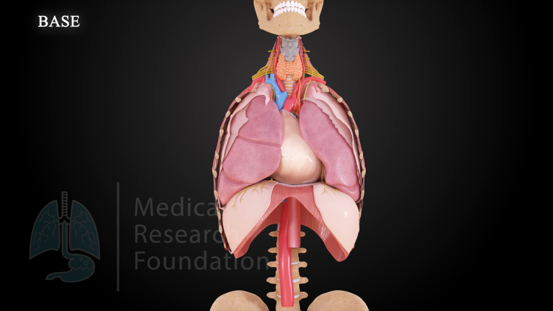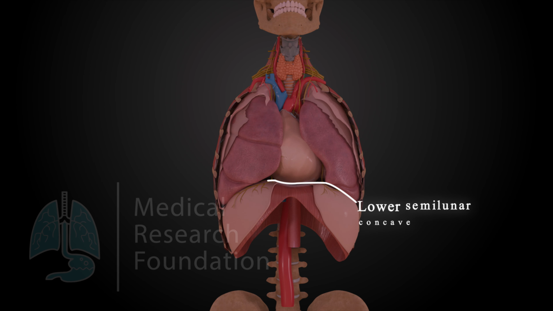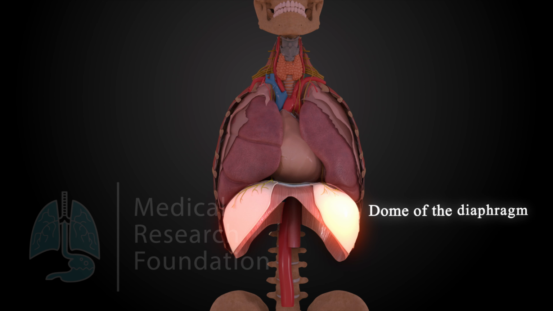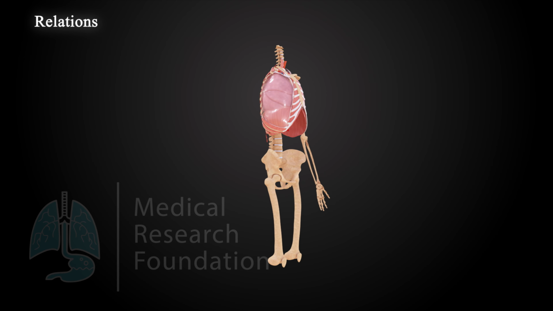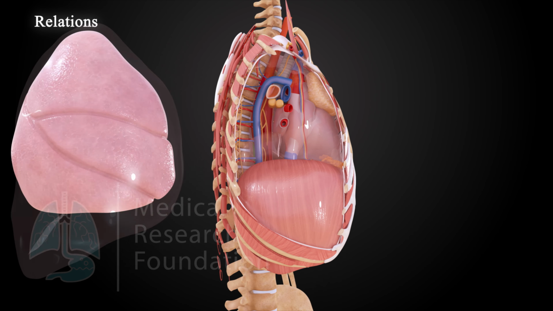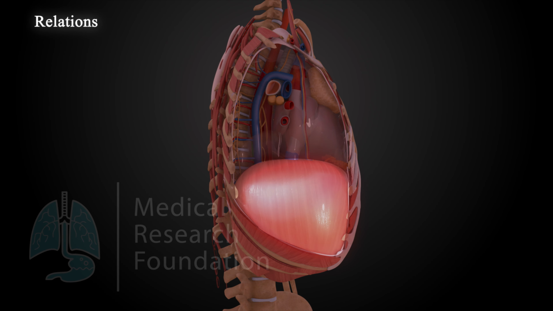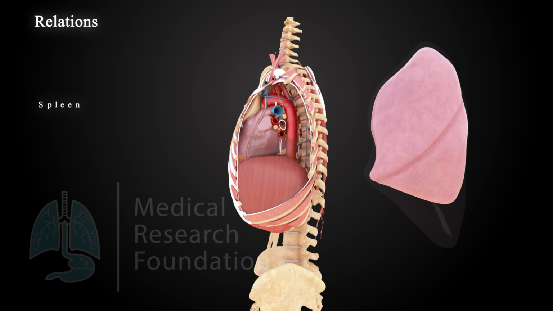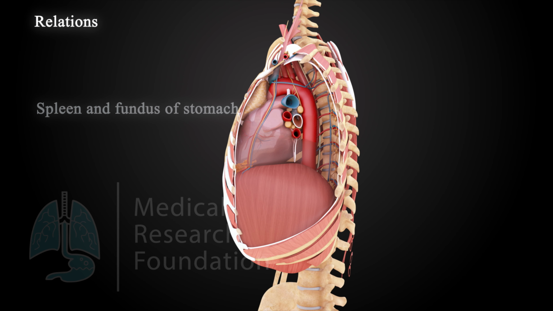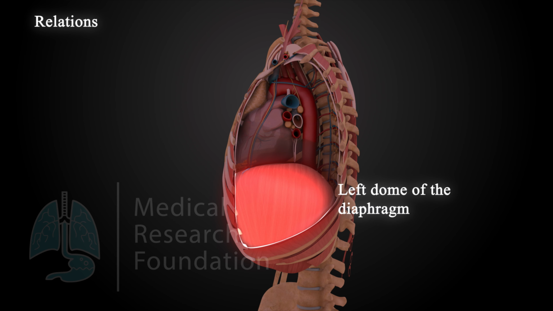Base. The base is lower semilunar concave surface which rests on the dome of the diaphragm. Hence, it is also sometimes called diaphragmatic surface. Relations. On the right side, the lung is separated from the liver by the right dome of the diaphragm. And on the left side, the left lung is separated from the spleen and fundus of stomach by the left dome of the diaphragm.